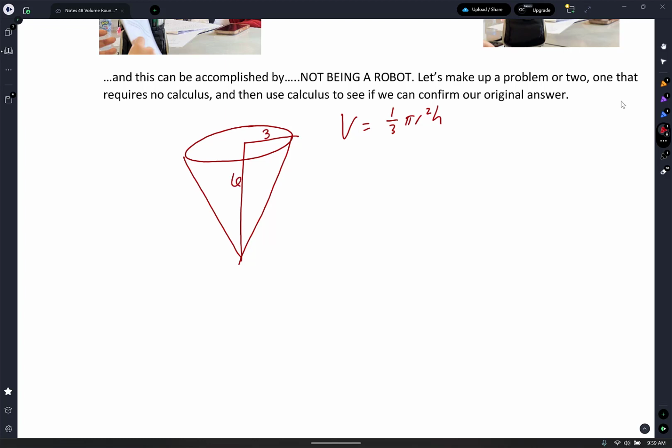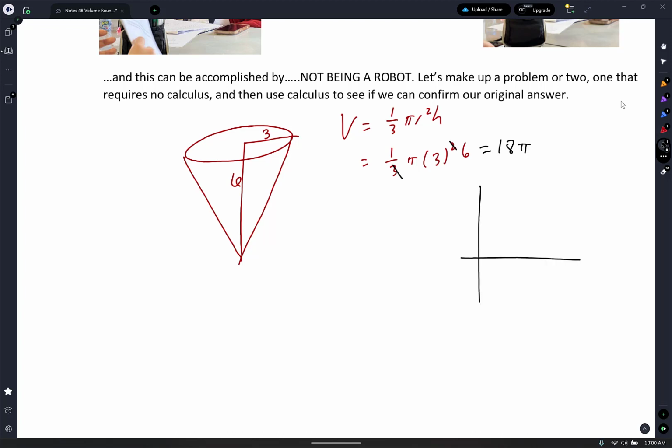In geometry, if they told you the radius was 3 and the height was 6, you would find the volume just by plugging in: 1/3 pi times 3 squared times 6. One of the 3's cancels out, and then you get 6 times 3, which is 18. So 18 pi is my volume. Yes or no?